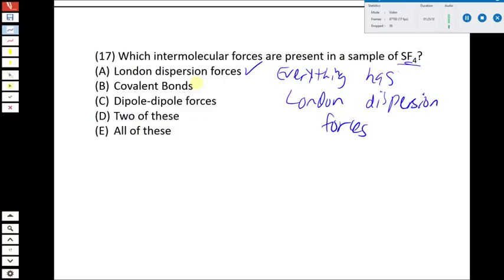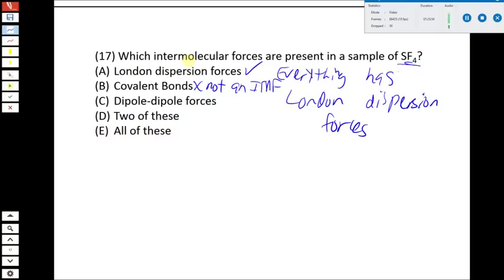The next one, covalent bonds. Do we want to select this as our answer? SF4 does have covalent bonds, but covalent bonds is not an intermolecular force. Okay? Remember that covalent bonds are an intramolecular force. Those are forces that hold the atoms together in a molecule, but intermolecular forces are the weaker forces that hold molecules together, that attract molecules to one another, especially when you're in a condensed phase like a liquid or a gas. So even though SF4 has covalent bonds, that's not classified as an intermolecular force, so we wouldn't want to pick that as one of our answer choices.